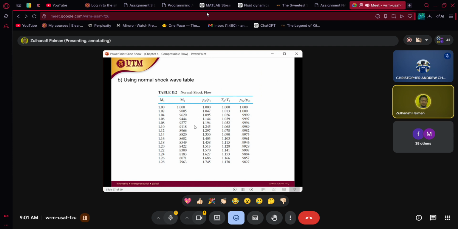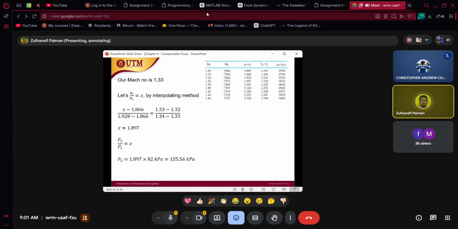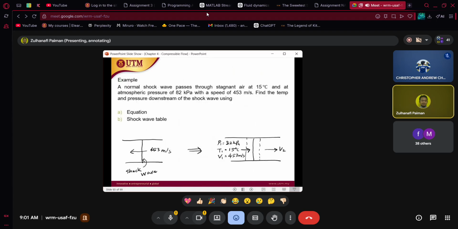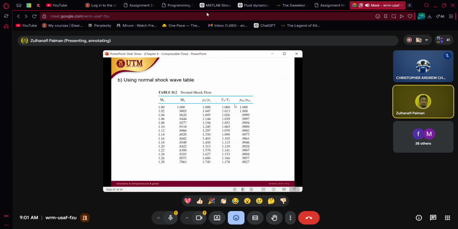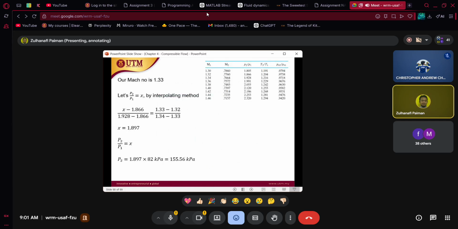Very simple table actually. So for this case, we already determined the Mach number is 1.33. So use this table. We want to find the pressure and temperature. So 1.33 is here. So you have to interpolate, then get the P2, similarly the T1 and T2 as well. So that is it.